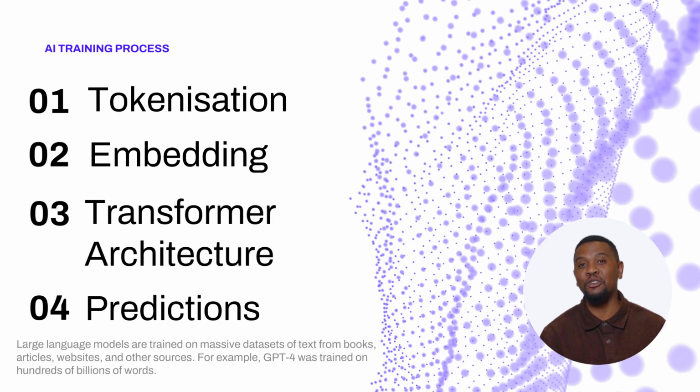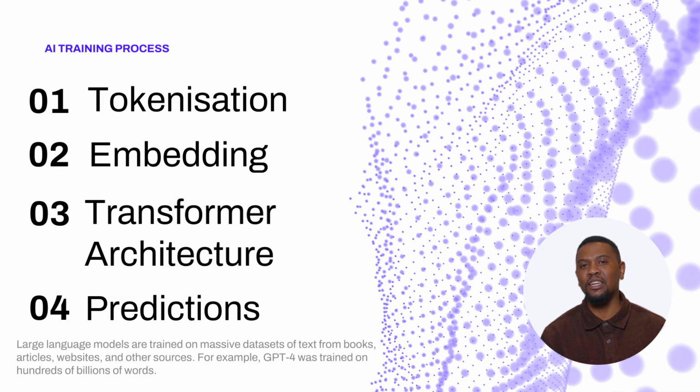Think of it like a student who has read millions of books and articles. This student doesn't necessarily understand everything they've read the way humans do, but they've become extremely good at recognizing patterns and predicting what words typically follow other words in different contexts. Let me break down the technical process into 4 key steps that you can also explain to your students.